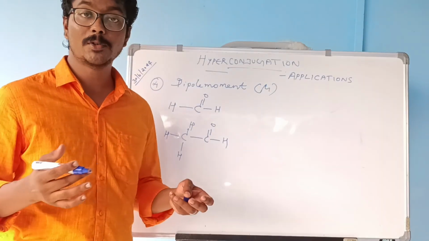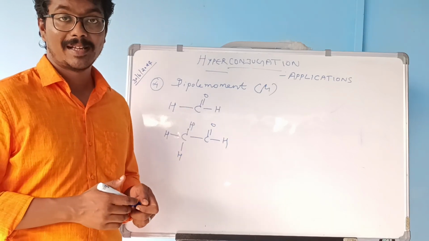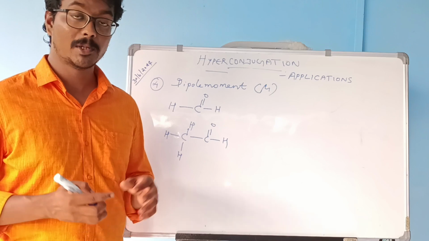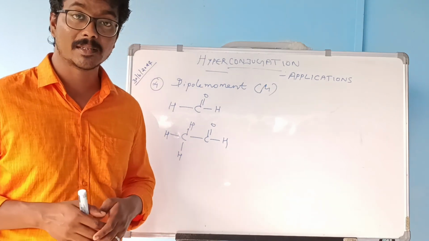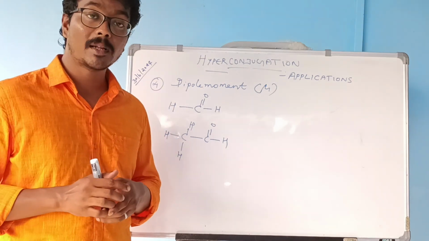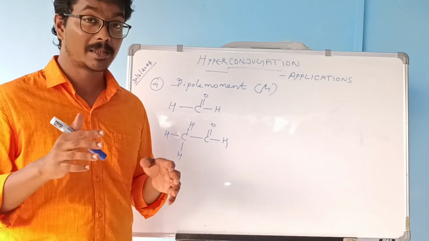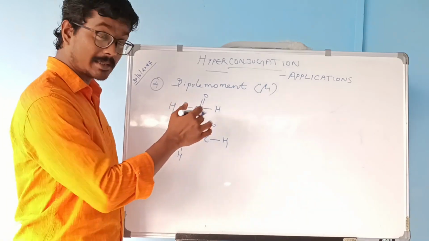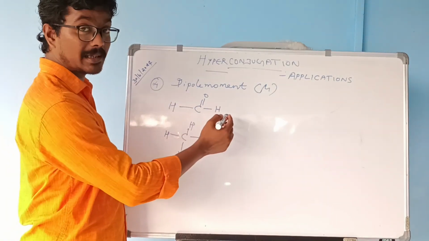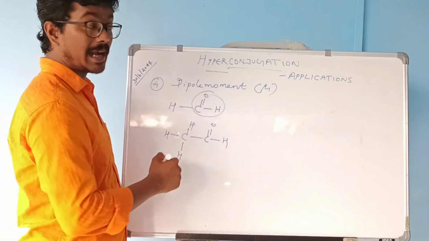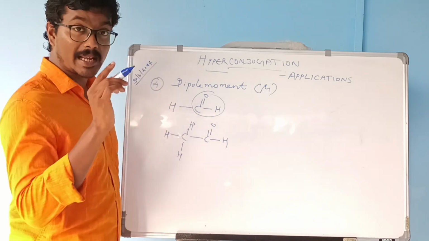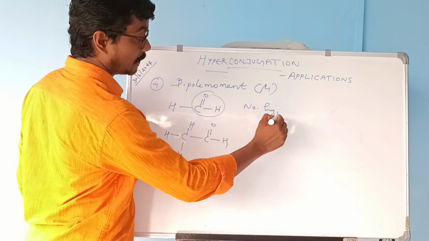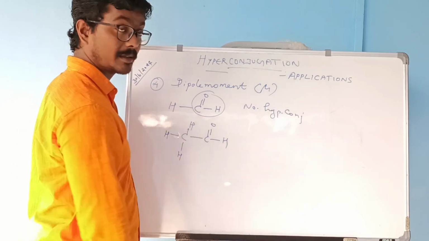Okay. We move on to the fourth application, dipole moment. Hyperconjugation always increases the dipole moment, because hyperconjugation is a permanent effect which creates a polarity in the compound that is permanent in nature. As a result, dipole moment increases. Let's consider this example. This is formaldehyde. This is the aldehyde functional group, which is connected to only a hydrogen atom. So no hyperconjugation is here.